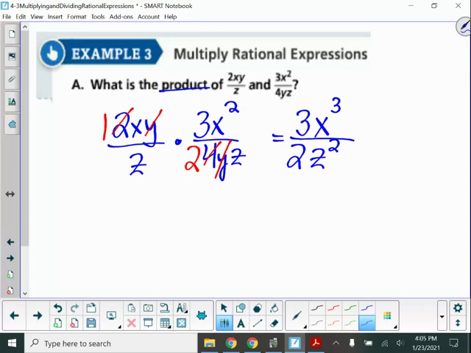Now, if it does ask you to state what the denominator can't equal, z could not equal 0, and y could not equal 0. Basically, if everything's being multiplied, whatever's in the bottom can't equal 0.